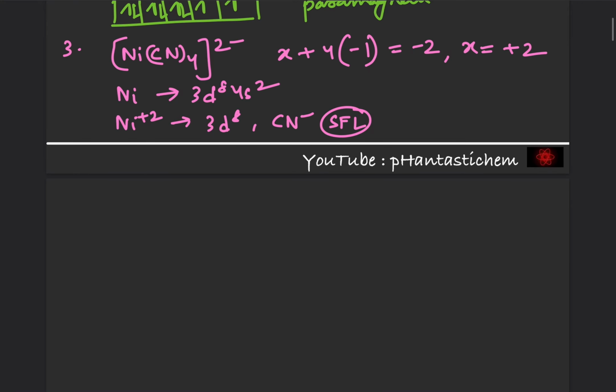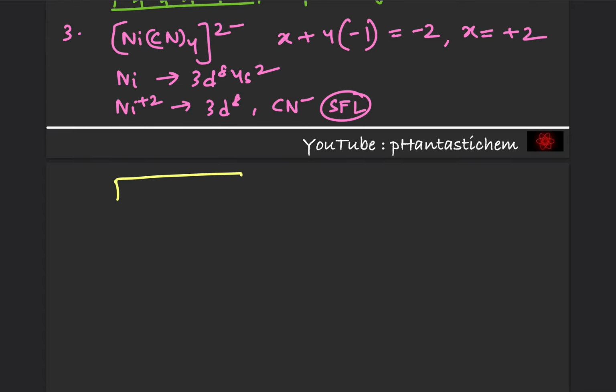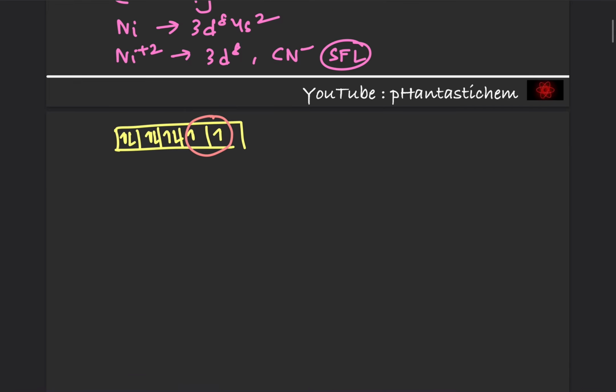So therefore after pairing, initially they will look something like this before pairing: 1 2 3 4 5 6 7 8. So these two electrons will pair up. Okay, and after pairing they will look something like this: 1 2 3 4 5 6 7 8. Okay, so you can see there are 0 unpaired electrons, or all of them are paired, so therefore it is diamagnetic.